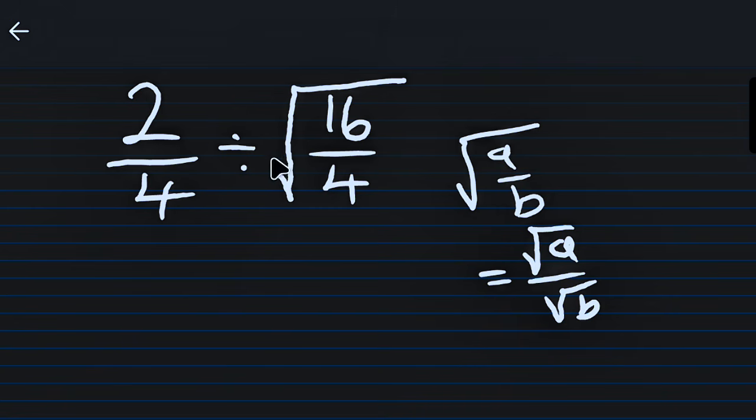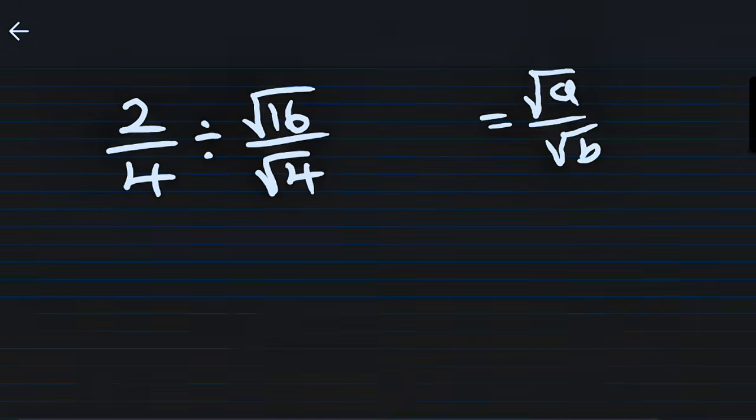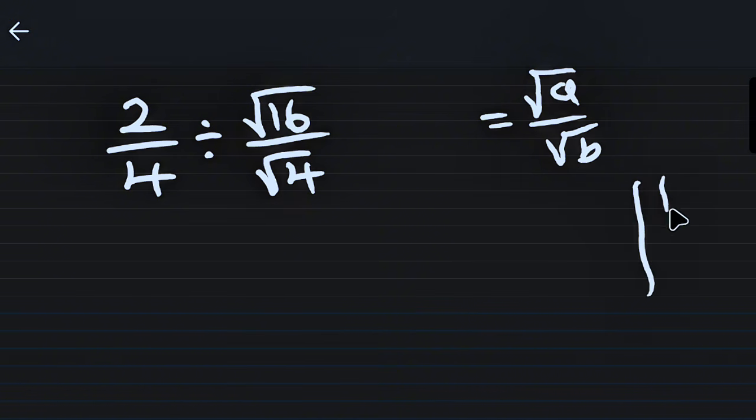If we apply this rule here, we are going to have 2 divided by 4, then divide by square root of 16 divide by square root of 4. Remember that we are expected to solve this without a calculator. Now from here, this square root of 16, let's express 16 and 4 in index form. So 16, we'll write that down, 16.